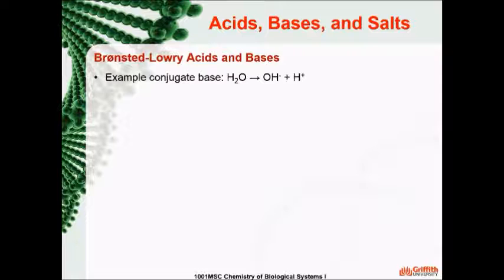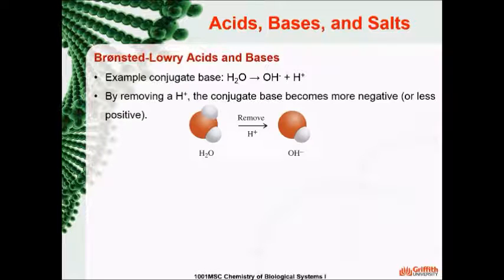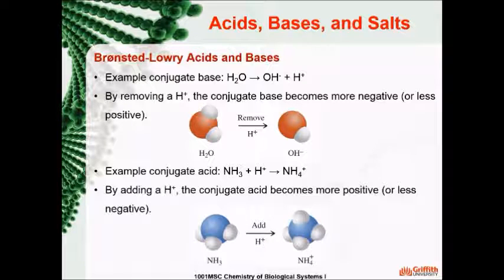First, an example of the conjugate base. Water can behave like an acid and donate a proton. The hydroxide ion is more negative than the water, and we call it the conjugate base. An example of the conjugate acid: ammonia, NH3, accepts a proton and turns into the ammonium ion, NH4+. This ion is more positive than ammonia, and we call it the conjugate acid.